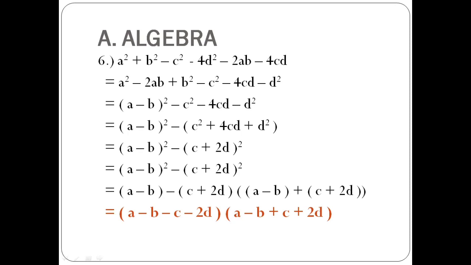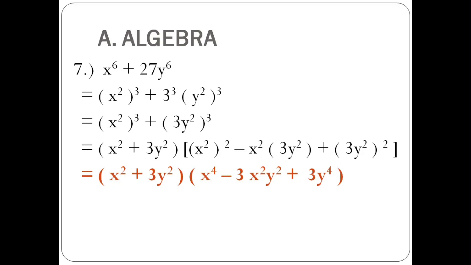Next step is use the a squared minus b squared is equal to a minus b and a plus b to factor the expression. Lastly, we need to distribute the negative sign. A minus b minus c minus 2d and a minus b plus c plus 2d is the final answer.